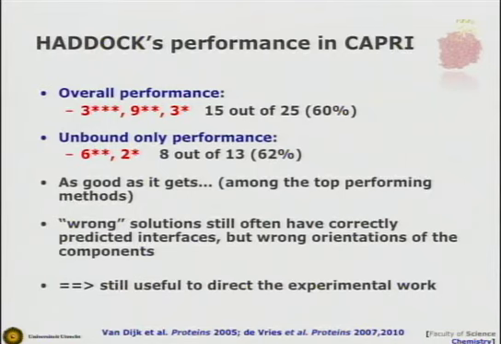What is also interesting, and I'm going to show you more about that, is that the wrong solutions in Capri still usually have the right interface. So even if your model is not correct and you were to say, okay, I'm going to do mutagenesis based on this model, there is a high chance that you are going to find a mutation which is relevant for the interaction. So the model can be wrong, you can still probably get something out of it. And that's very useful to direct the experimental work.